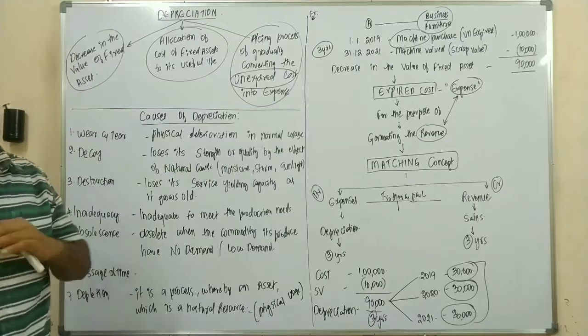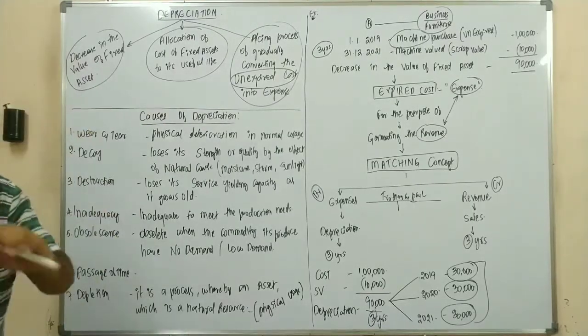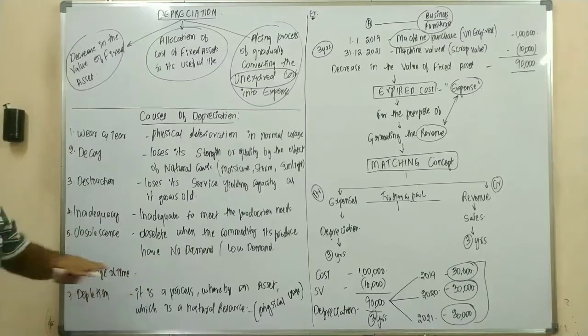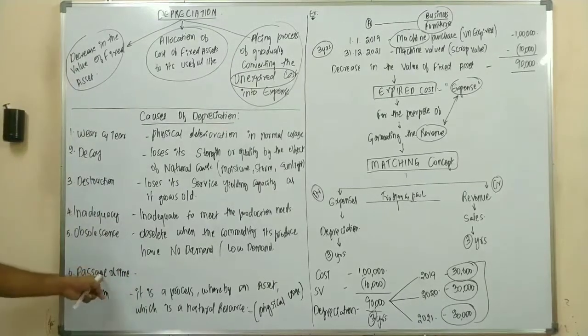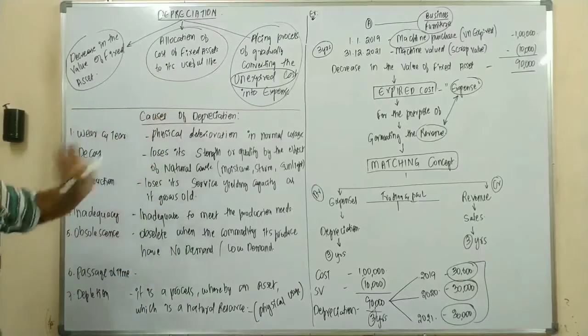Next one, passage of time. So even if the fixed asset was not used in the process of production, even if you are not using the machinery in the process of production, because of the passage of time, the value of the asset would be decreased. That is nothing but your depreciation.